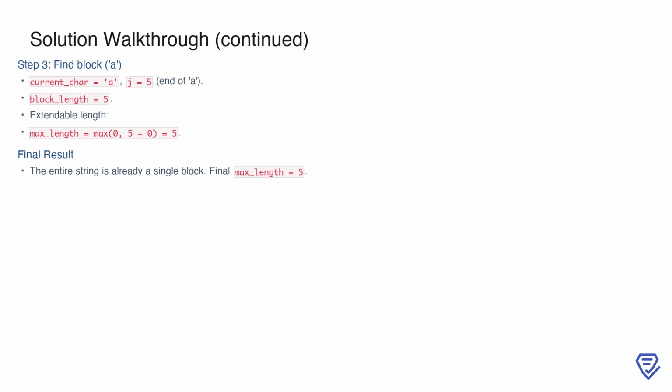Since the string is already a single block and there are no other characters to consider, the extendable length remains 5. We calculate max_length as the maximum of its current value and block_length, which updates it to 5. This means the longest repeated substring for this input is simply the full string itself. The final result for this example is max_length equals 5.